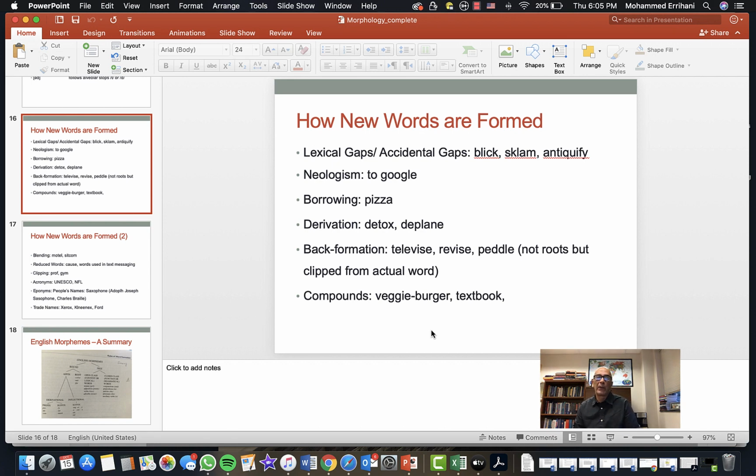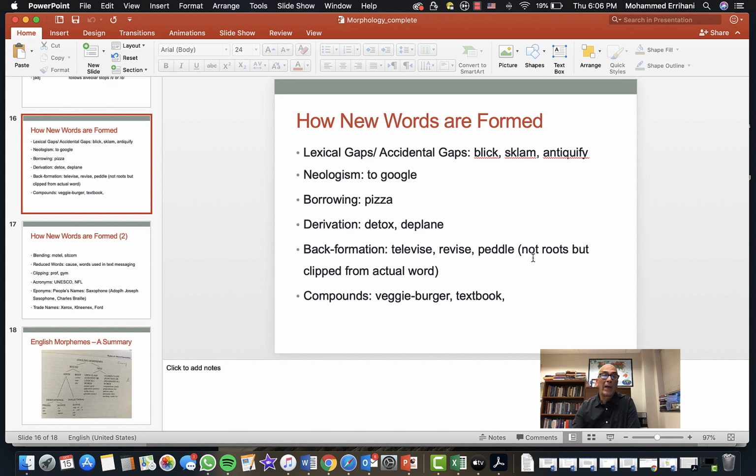And the example that we have here is to Google. So Google was created in the United States as a result of technological invention and innovation, and therefore we created the word to Google in order to mean something that's connected to American culture. But it was borrowed by other cultures, and now it's used all over the world, even in other languages.